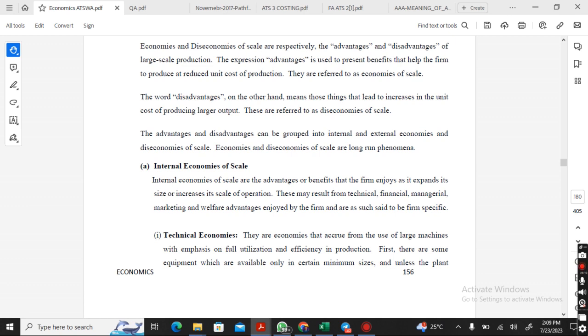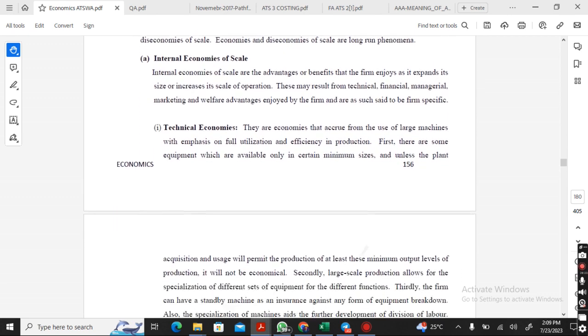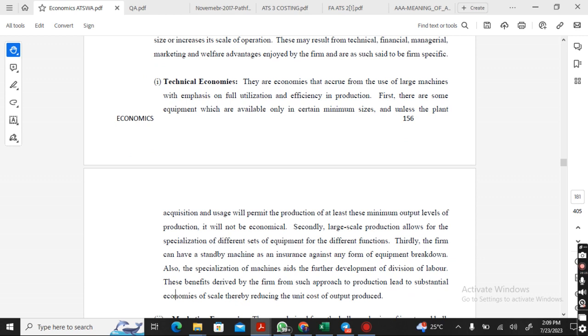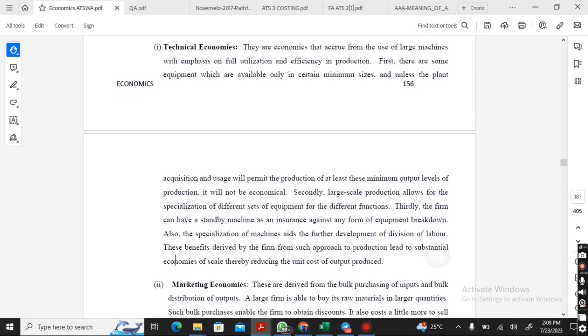Right, so now we have technical economies. These are gains that accrue from the use of large machines. I talked about that. These are some equipment which are available only in a certain minimum size. Subsequently, large scale production allows for the provision of different sets of equipment for different functions. So there are benefits derived from using technical aspects.